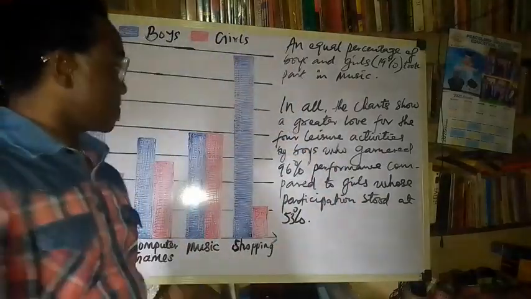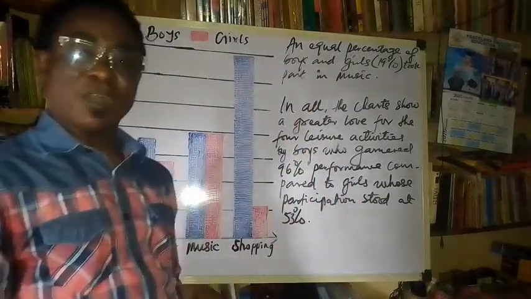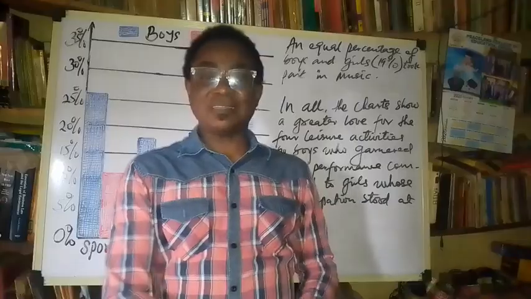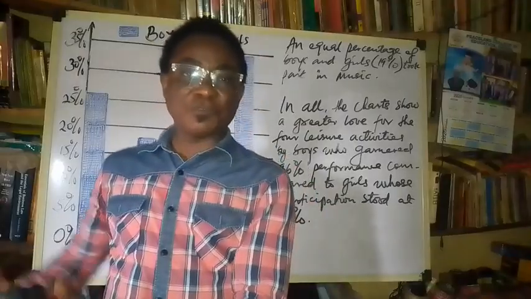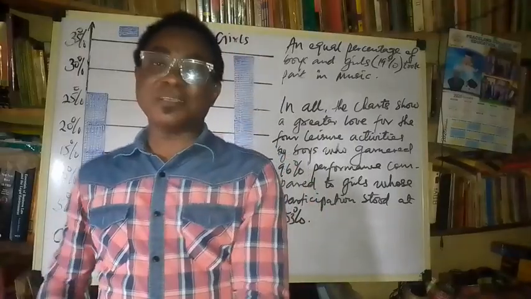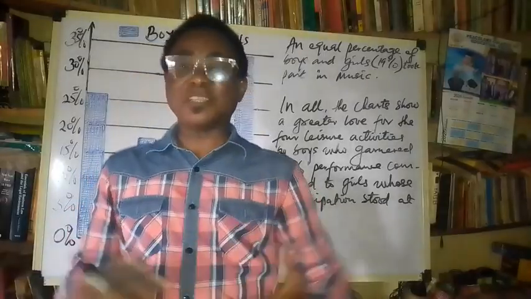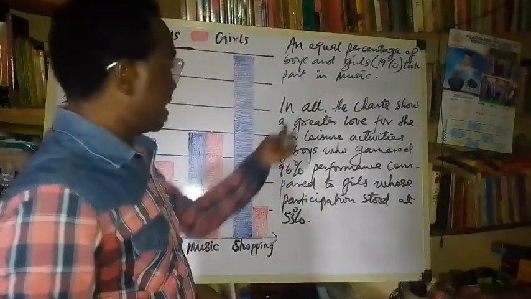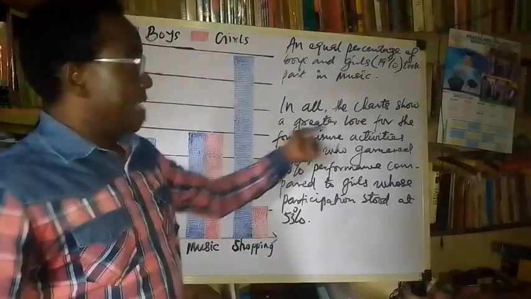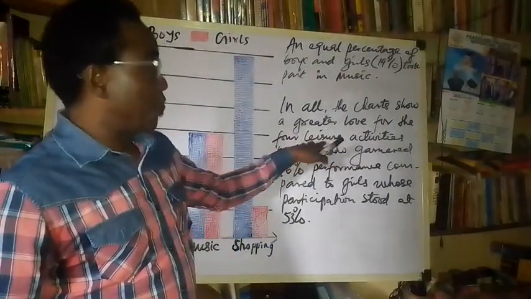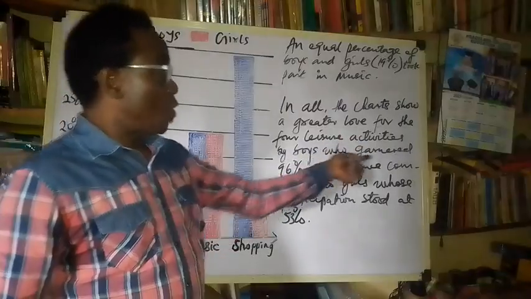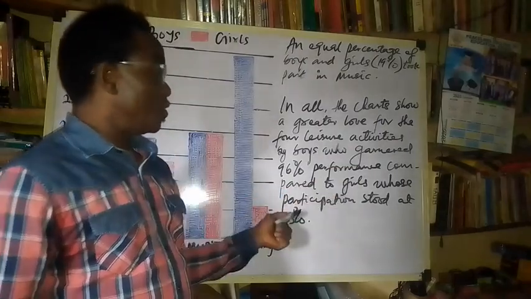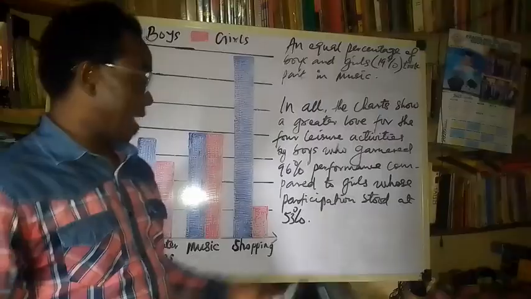All right. The last paragraph sums up the percentage performance of teenage boys and that of girls, thereby comparing their relative participation in these 4 leisure activities. It says, in all, the charts show a greater love for the 4 leisure activities by boys, who garnered 96% performance compared to girls, whose participation stood at 53%.